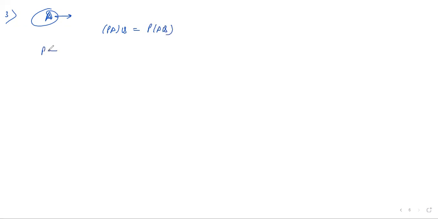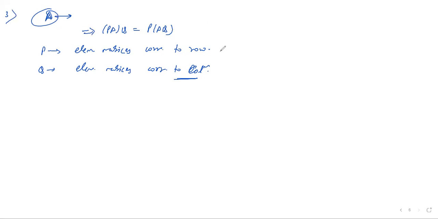Where P is the elementary matrices corresponding to rows, and Q is the elementary matrices corresponding to columns. So if this is my A matrix and we perform the elementary transformations on it, I can write it in this format, where P is the set of all elementary matrices corresponding to row transformations, and Q is the set of all elementary matrices corresponding to column transformations.